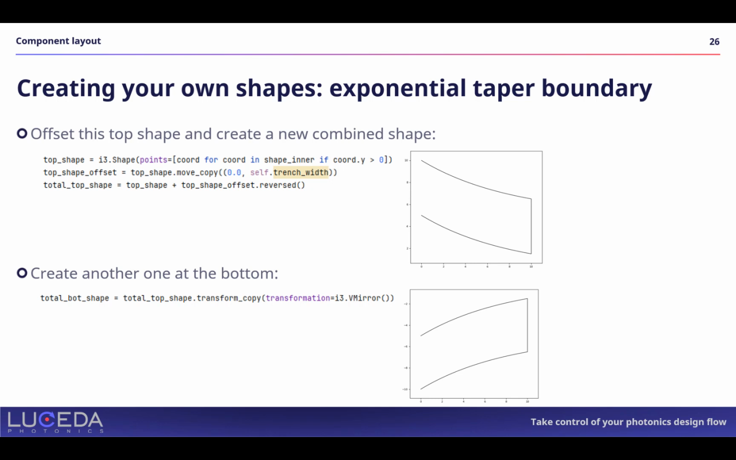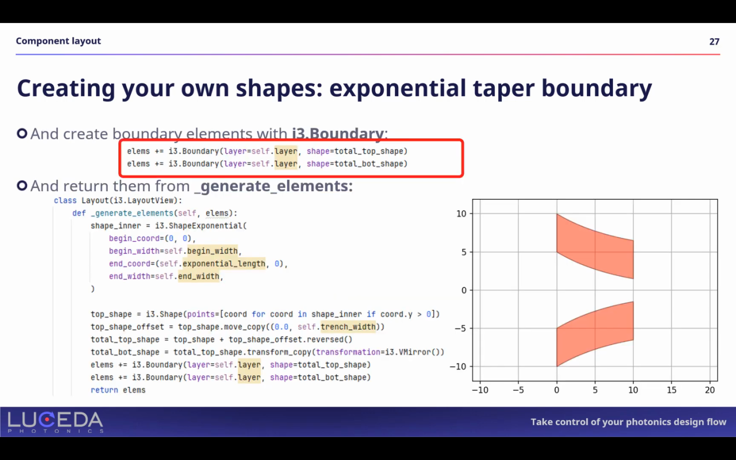We can obtain the bottom shape by taking a copy of the top shape that is mirrored vertically along the y-axis, the top boundary of the top trench. We then pass these shapes to i3.boundary to create an element on a layer with these desired shapes.